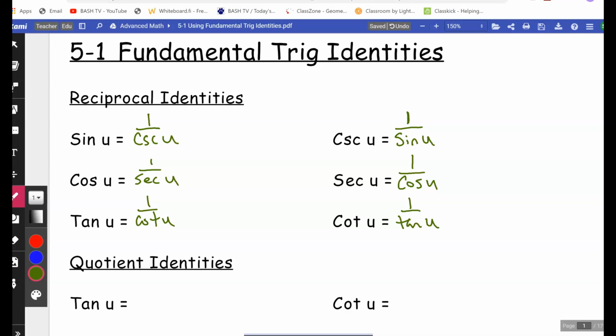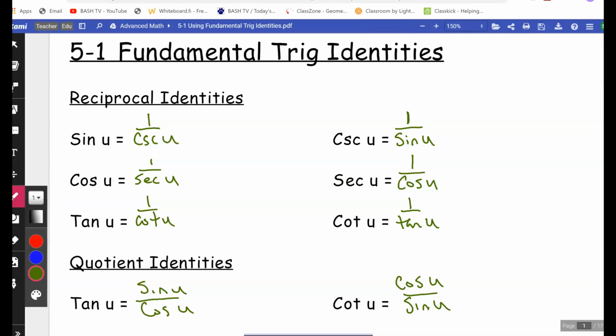Quotient identities, this you might already know in a certain way if you think about it. Quotient means division, so these are all fractions. And what the quotient identity is, tangent is equal to sine of u over cosine of u. Sine over cosine. Think about that a little bit. Let's think about our unit circle. I know it's been a little bit of time, but tangent is y over x. And what is y on the unit circle? Well, it's sine. And what is x? It is cosine. Okay. And reciprocal wise, cotangent's a reciprocal of tangent, so it makes sense that it is cosine over sine.